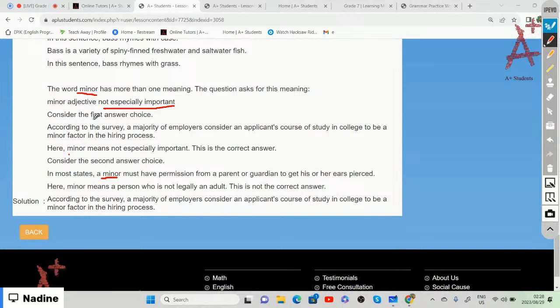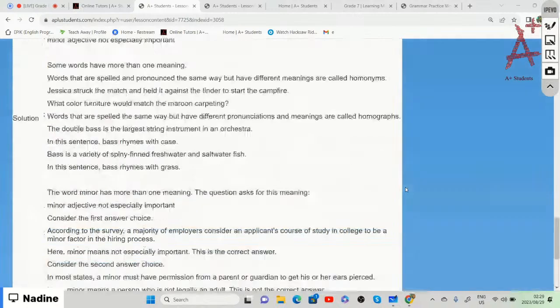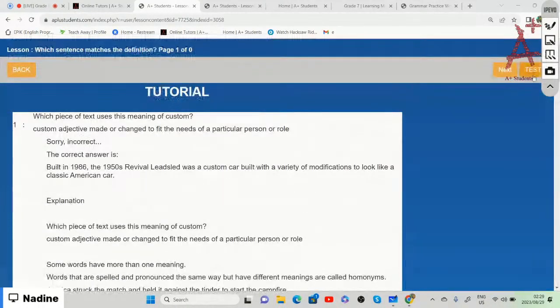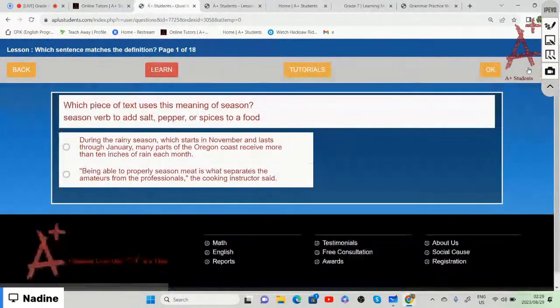So once again, these are two words, minor and minor, that are spelled the same and pronounced the same, but the meanings are different. The first word, minor, means that it is not especially important, and the other word, minor, means a person who is not legally an adult. You need the permission of a parent. So that is the multiple meaning words where we match the sentences with the definition. All right, so now we're going to the test.